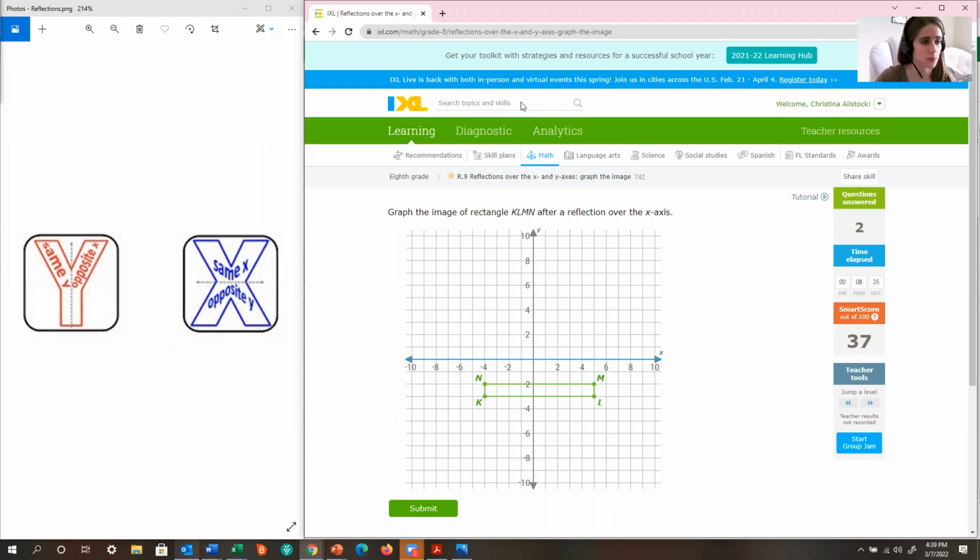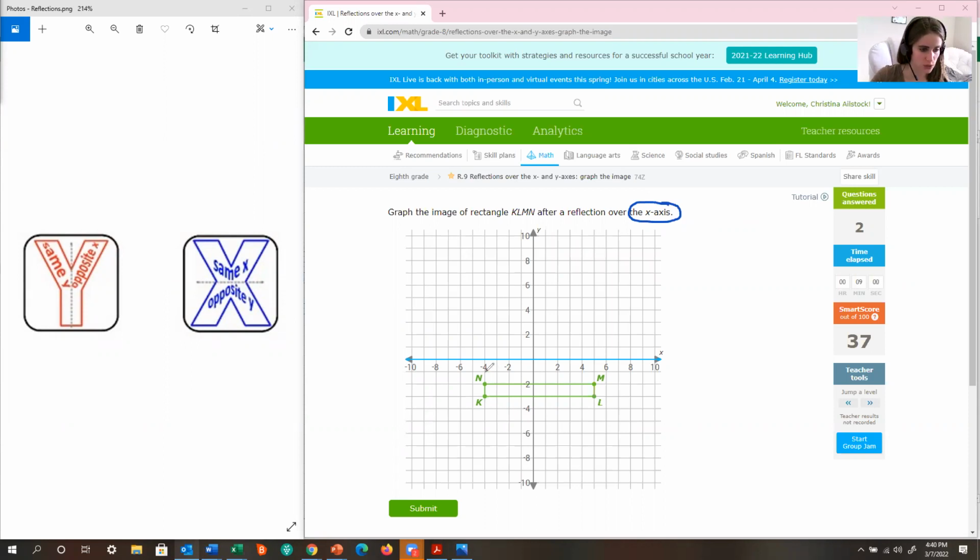First off, we need to read the problem to see how we're reflecting it. It is being reflected across the x-axis. So I'm going to do points N and K using the graphing method. That graphing method is where we are just counting the distance, and then moving that same equidistant amount on the other side of our x-axis.